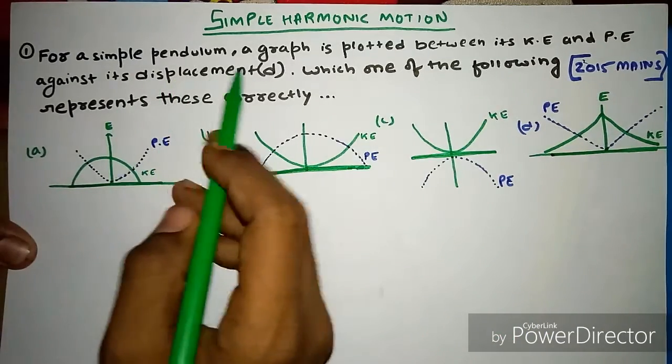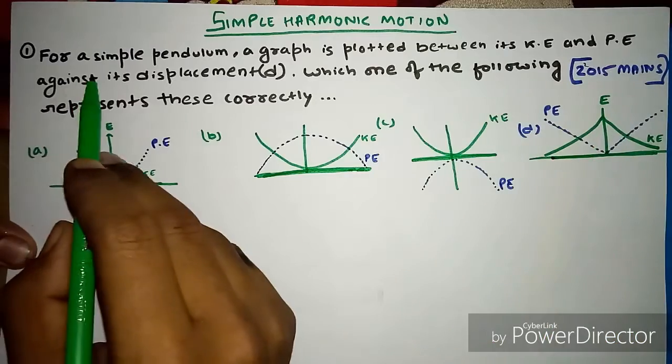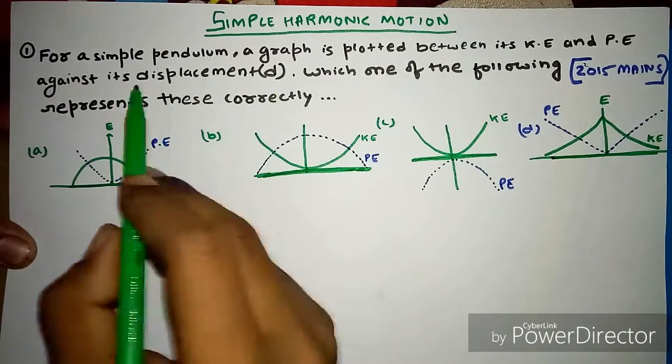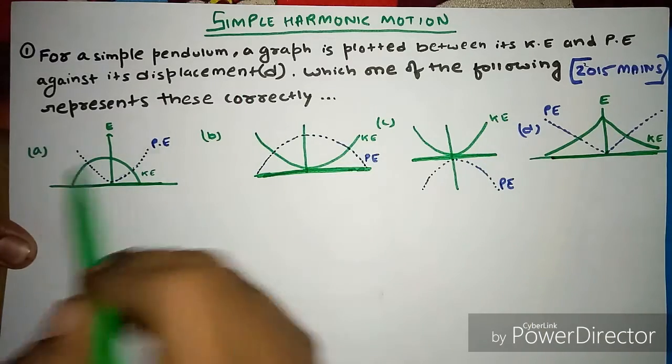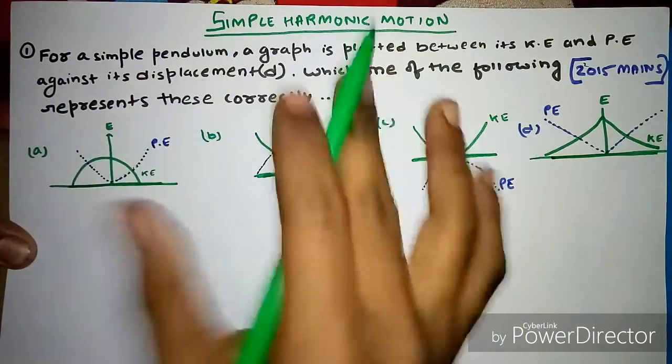For a simple pendulum, a graph is plotted between its kinetic energy and potential energy against its displacement d. Displacement, look at the word displacement. Remember, which one of the following graphs represents this statement correctly?